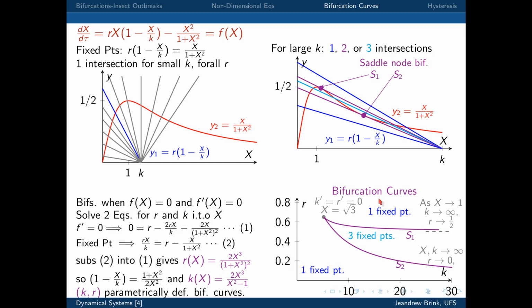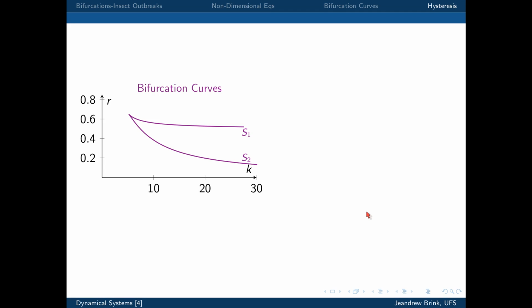I just also want to show you what happens to the actual phase space diagram. So here's our bifurcation curve that we worked out in r and k. We call the situation where you only have one fixed point over here, for small r, the refuge fixed point. We're going to call the second one the outbreak fixed point, and you'll see why we did this now. And then we're going to call this case where we have three fixed points the bistable state.